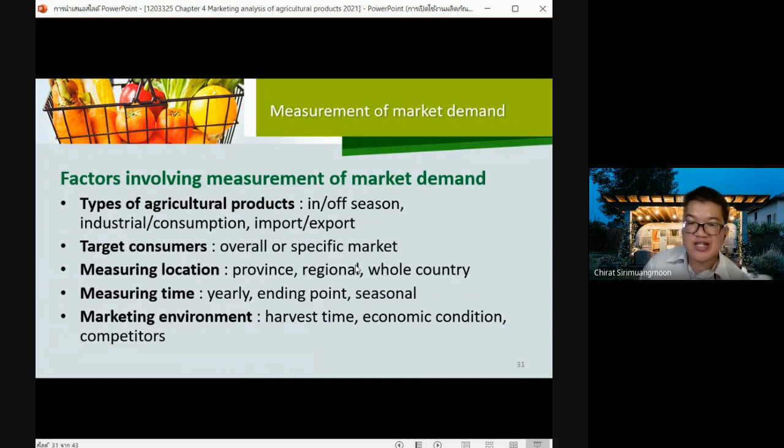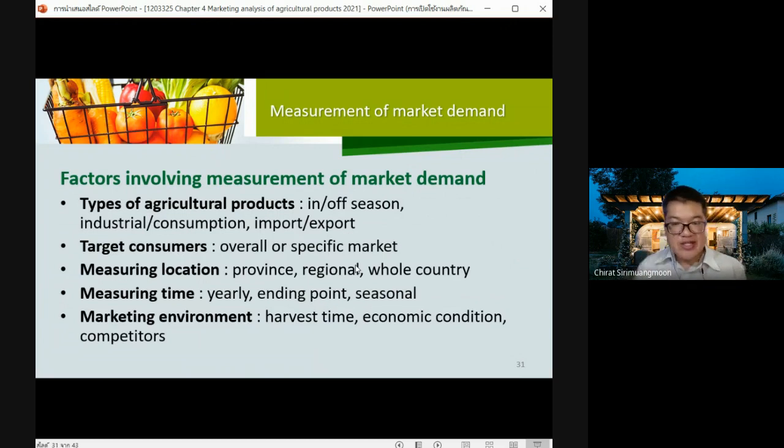The first one is the type of agricultural products. Make sure that you specify your product clearly. Like, is this in season or off season type? Is this used for industrial or consumption only? Industrial means you use it to produce other products, or it is just consumed by itself. Is your product used for import or export?